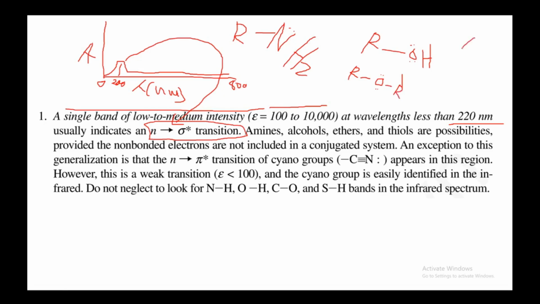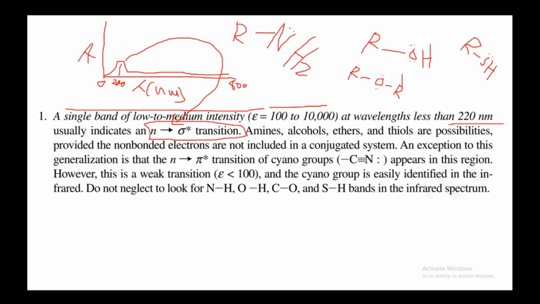Thiols, like alcohols, are also rich in electron density, and they do possess the free lone pair of electrons. So amines, alcohols, ethers, and thiols, these 4 functional groups can give rise to n to sigma star transition. Why? Because all of these functional groups possess free lone pairs of electrons on the heteroatom, nitrogen, oxygen, or sulfur.